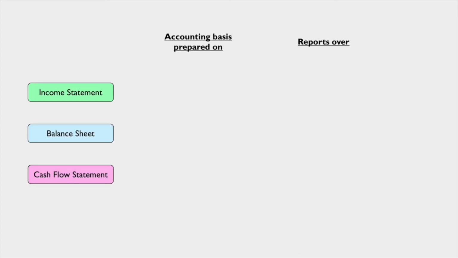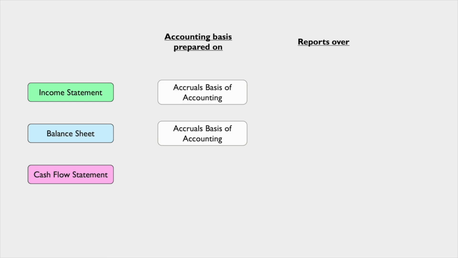So just by way of summary then, in terms of the three primary statements we've introduced you to, the income statement, the balance sheet, and the cash flow statement. The income statement and balance sheet are prepared on an accruals basis of accounting, whereas the cash flow statement, as the name suggests, is prepared on a cash flow basis of accounting.